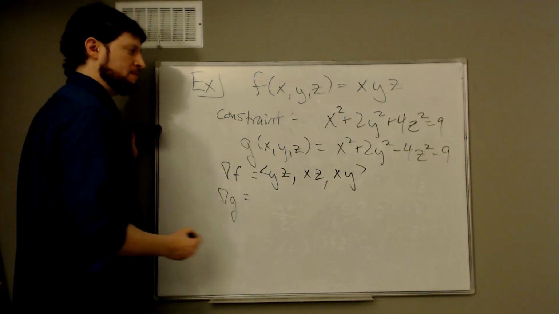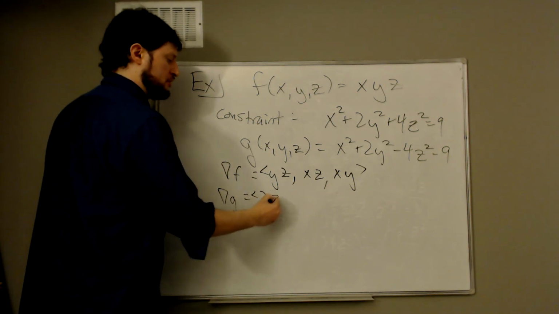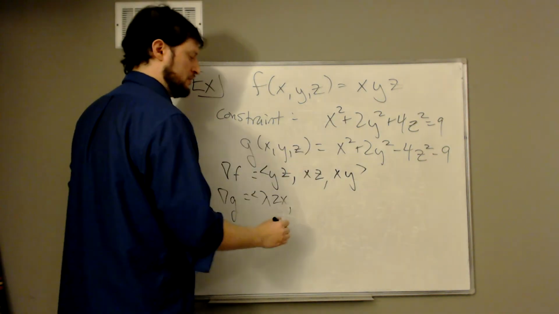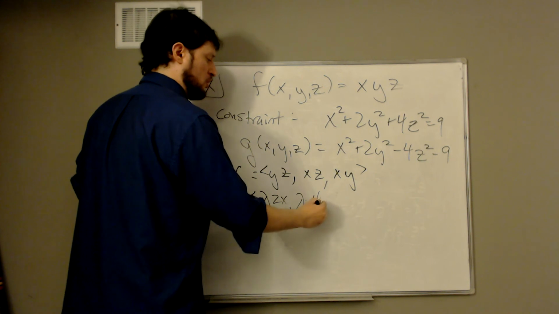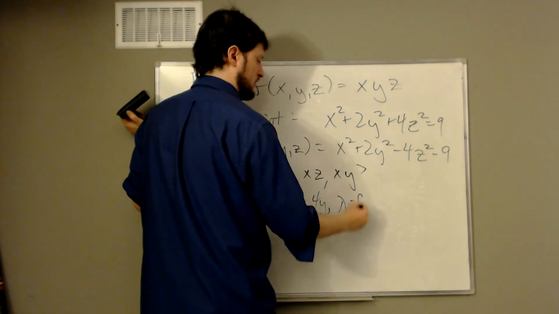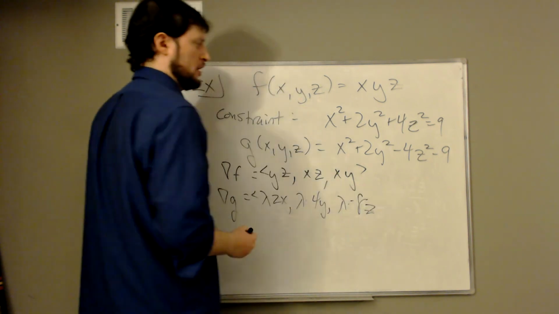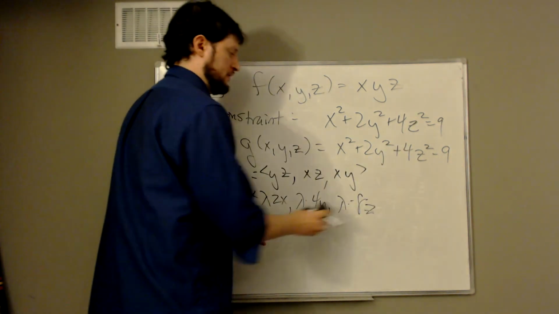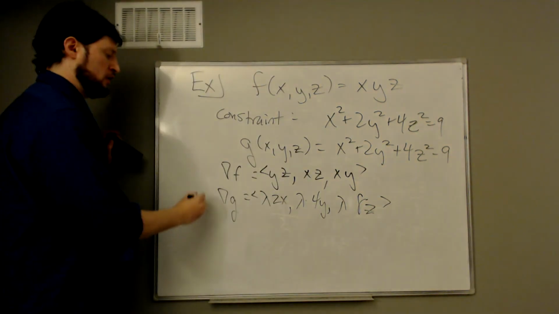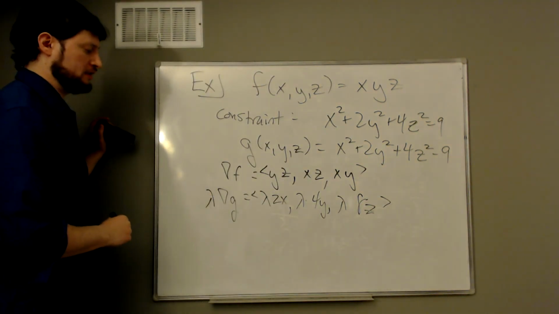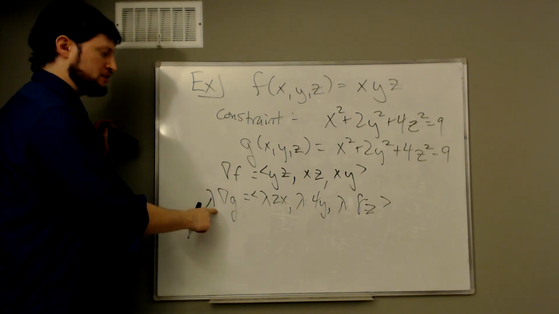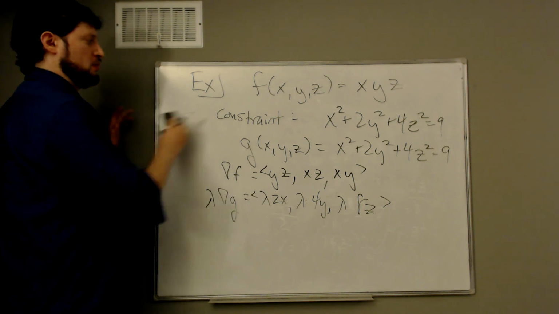Grad g is lambda times 2x. The derivative of this with respect to x, everything else is 0. Lambda times 4y, and lambda times 8z. Positive 8z, that's supposed to be positive. Or lambda, that'll be lambda grad g, not just grad g. If grad f has got to be lambda grad g, then these things must be equal.